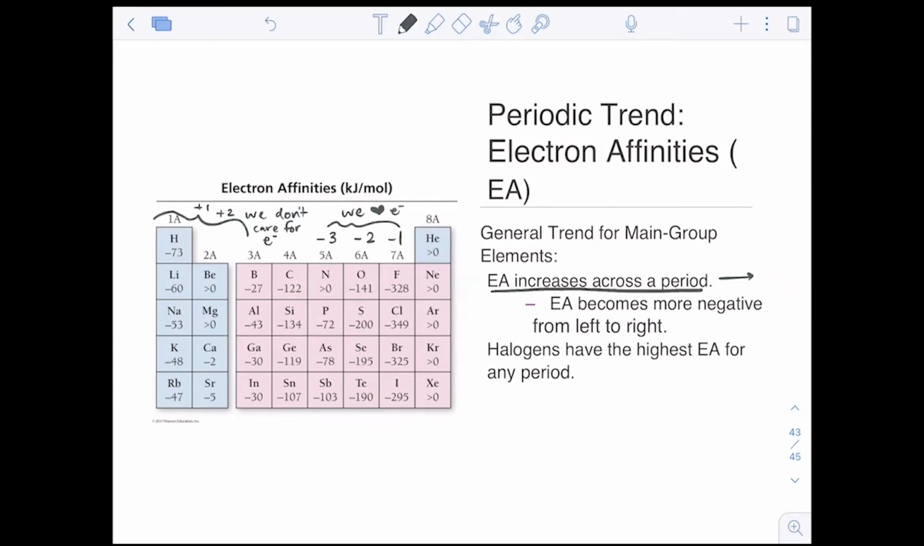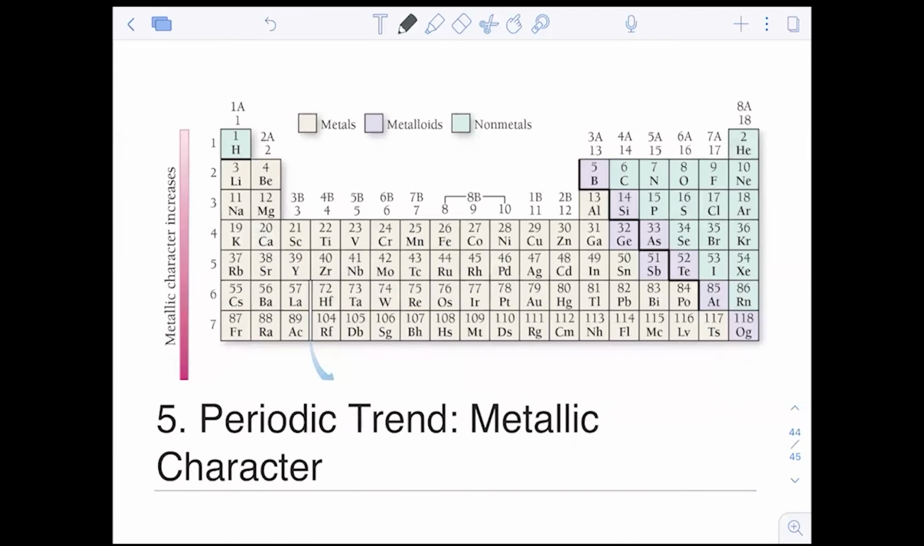We don't really want to talk about going down a group. What we tend to see is it starts to look like it decreases, like there's a more positive value. But let's just look at these abnormalities. Yeah, they're very weird. So we don't talk about going down a group or a family at all. It has a little bit to do with size, it has a little bit to do with the valence, but we won't talk about them.